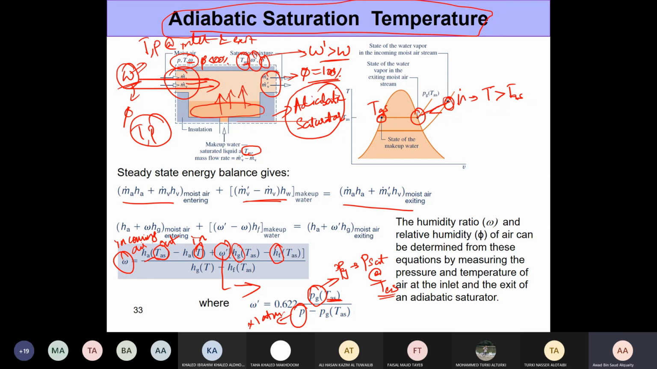If we look at the entire device, we are measuring just the temperature and the pressure at the inlet and exit. Of course, there's no change in pressure between inlet and exit. The temperature goes down a bit. By measuring these two temperatures, we are able to calculate omega. This is the whole point. And once you calculate omega, you can also calculate the relative humidity of the air. So the whole point of the adiabatic saturator is to give us quantitative data on omega and phi without directly having a device to measure the humidity.